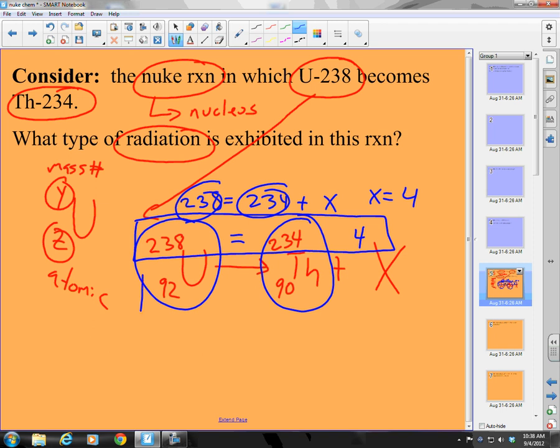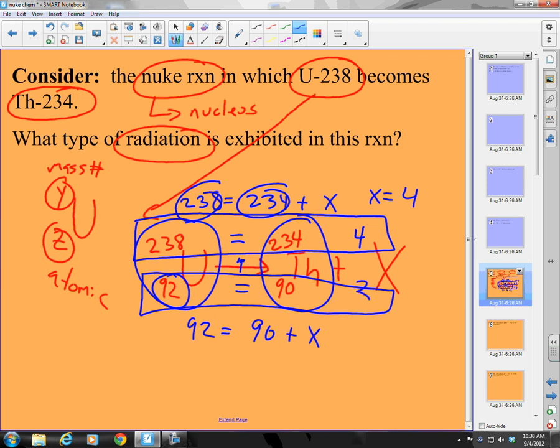Let's look at my atomic number. I look at the bottom where I have my arrow, and I make it an equal. So I have 92 equals 90 plus x. So what does x equal in this case? Well, x equals 2. Good. So I have something that has 4 as my mass number and 2 as my atomic number. And when I look up to the periodic table, I see that with an atomic number of 2, I have He. So what has happened here?